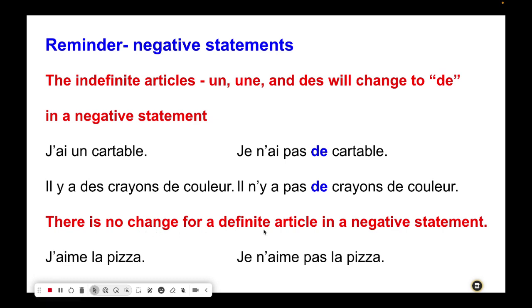And when it comes to definite articles, which is the le, la, les, and L apostrophe, which is the in English, you do not change it. You only change it for un, une, and des. And then for le, la, and les, you keep it as it is.